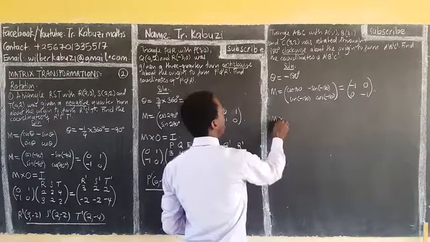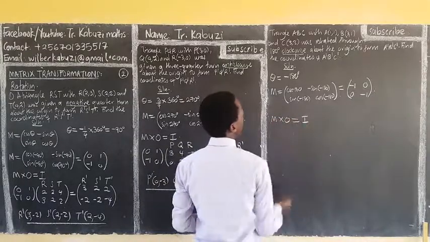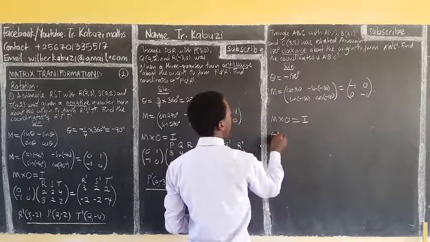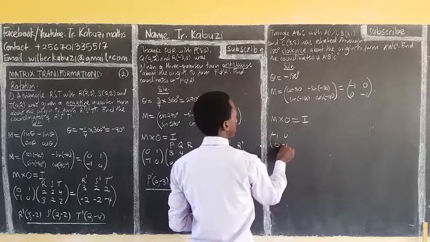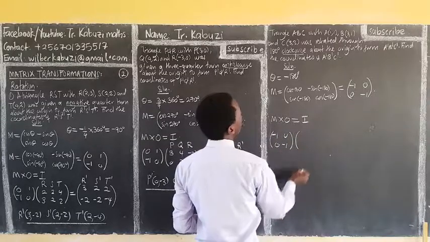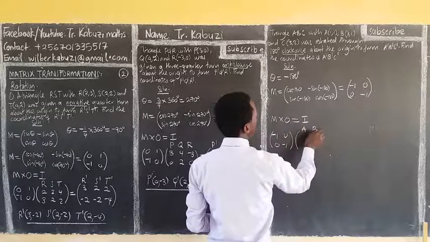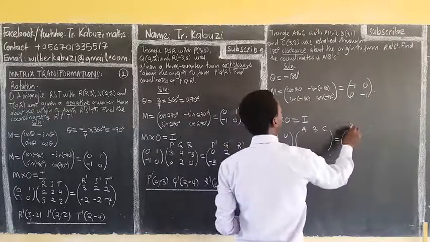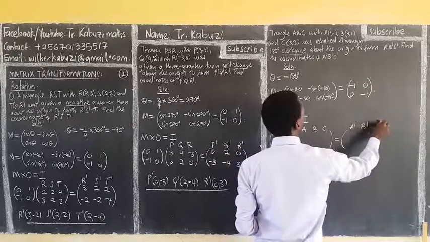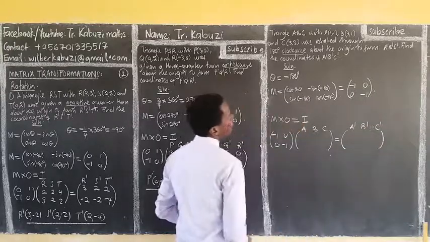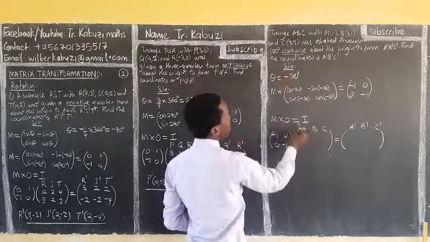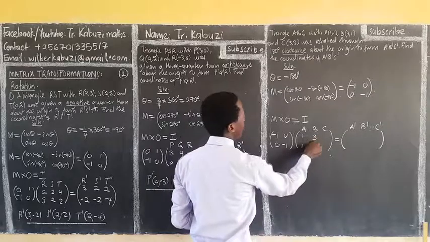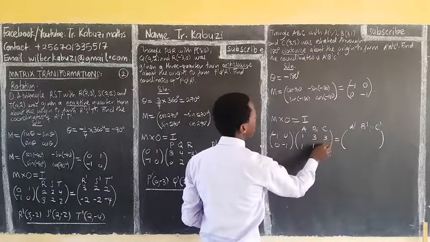So this becomes the matrix of transformation. Then the matrix times the object is going to give me the image coordinates. So my M is here, negative 1, 0, 0, negative 1. And now the object, ABC, will give me the coordinates of the image, A prime, B prime, C prime. My A is 1, 1. Then my B is 3, 1. Then my C is 3, 3.